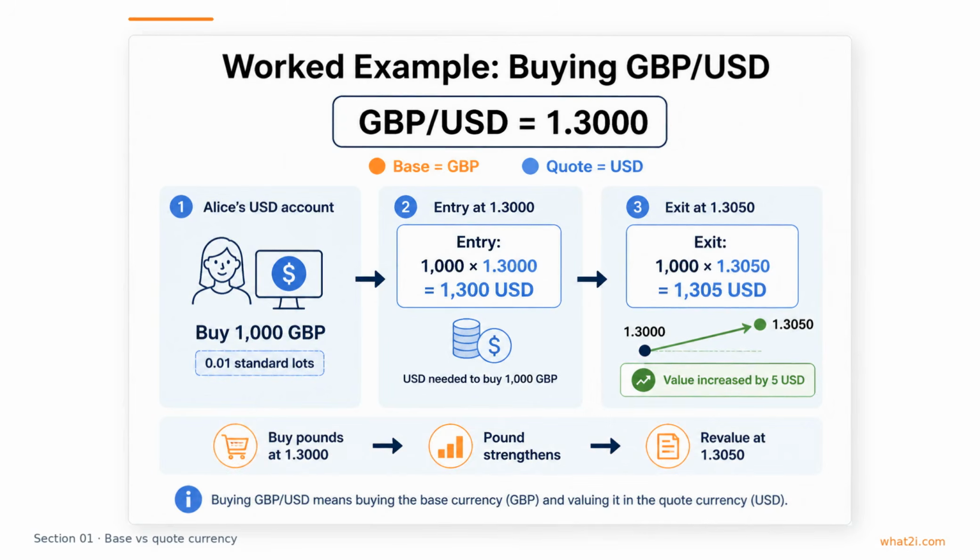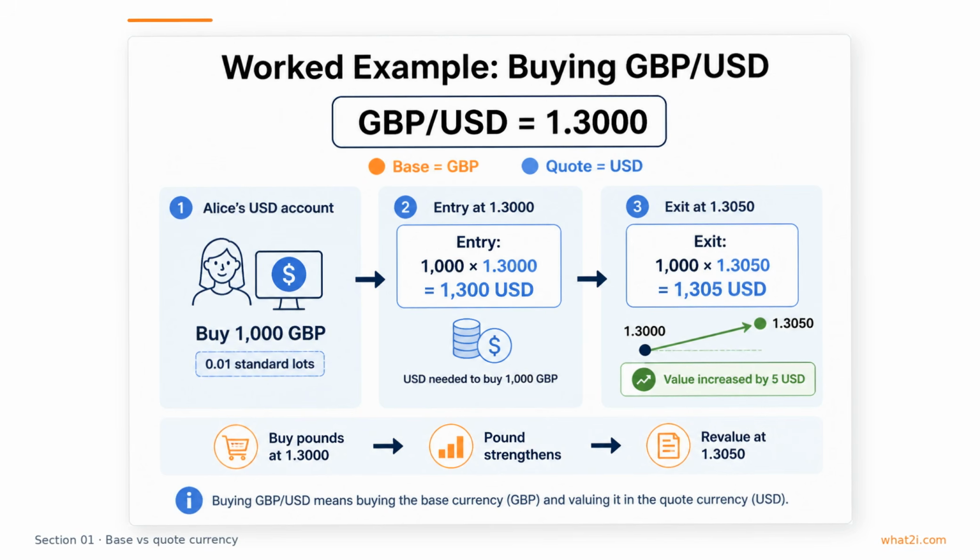Let's make this concrete with a simple trade. Alice has a US dollar account and buys GBP/USD at 1.3000 because she expects the pound to strengthen. Since GBP is the base currency, buying the pair means buying pounds and selling dollars. Her trade size is 0.01 standard lots, which is 1,000 pounds. At entry, those 1,000 pounds are worth 1,300 US dollars. And if the price rises to 1.3050, the position is then worth $1,305. The key point is that she bought the base currency and its value increased when the quote moved higher.